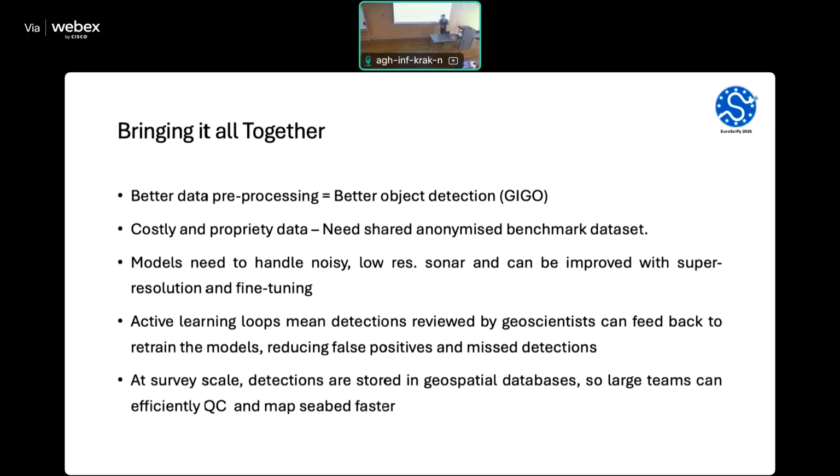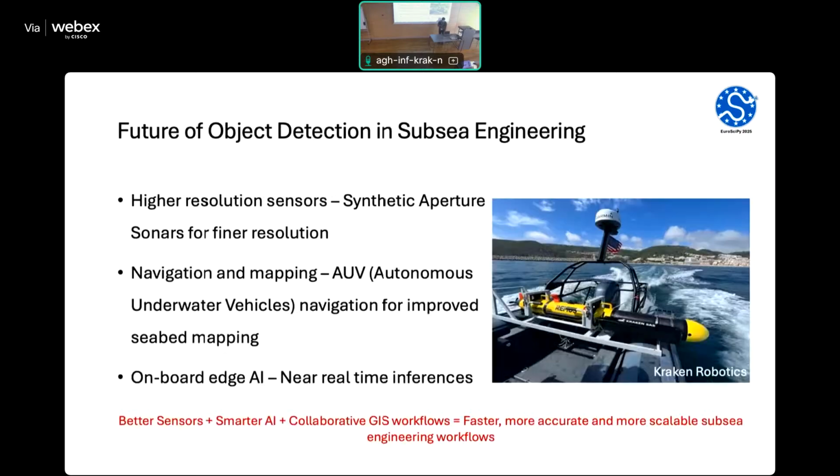A human in the loop is important for accuracy and reliability of solving these kinds of problems. Now, where are we headed? We are headed towards the future.